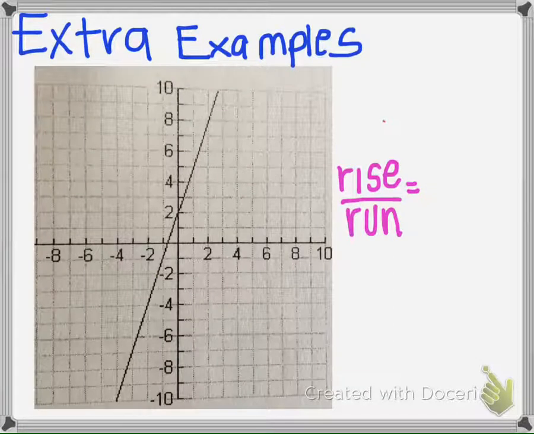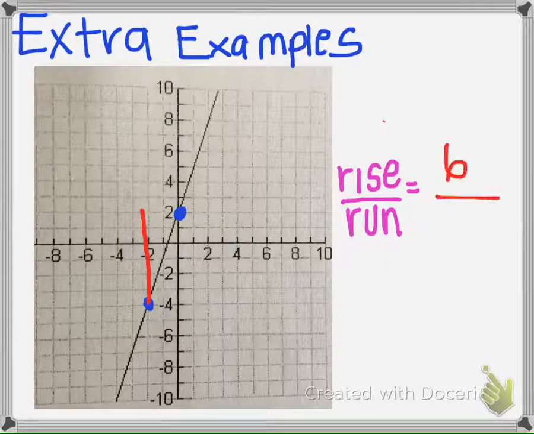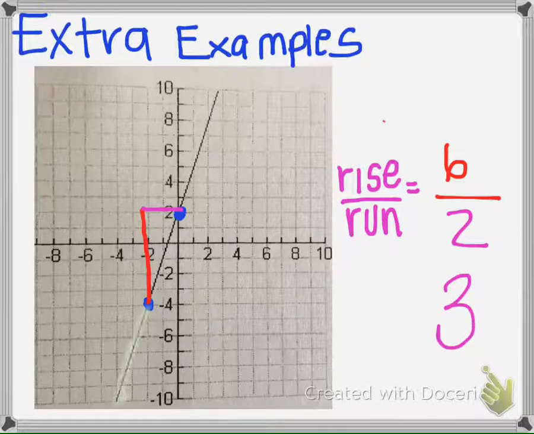Okay, go ahead and pause the video. Try this problem on your own. Okay, I picked 2 points. I'm going to rise 1, 2, 3, 4, 5, 6, and I'm going to run 1, 2. 6 divided by 2 is 3. And from the left to the right, we're going up. So we get a +3.